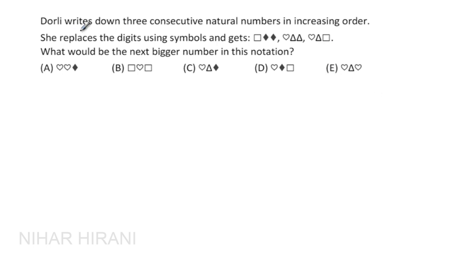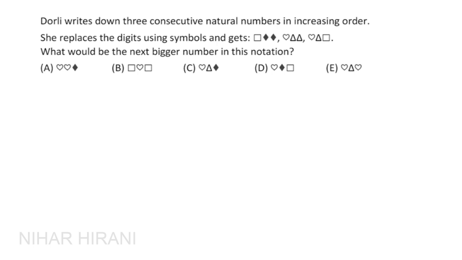A girl writes 3 consecutive numbers. Consecutive means one after another, like 12, 13, 14. These are consecutives, one after another. So she writes 3 consecutive natural numbers in increasing order. She replaces the digits using symbols and gets this. What would be the next bigger number in this notation?